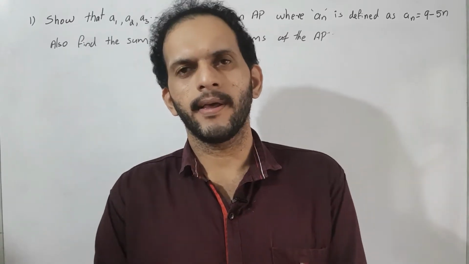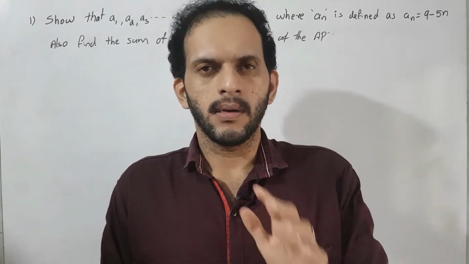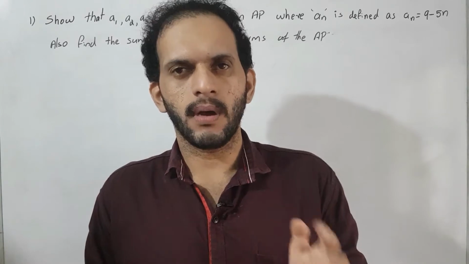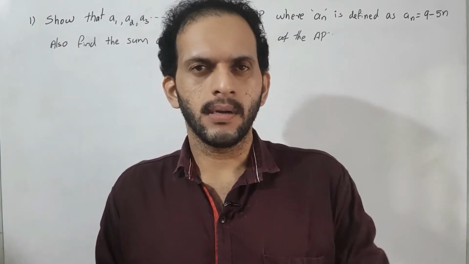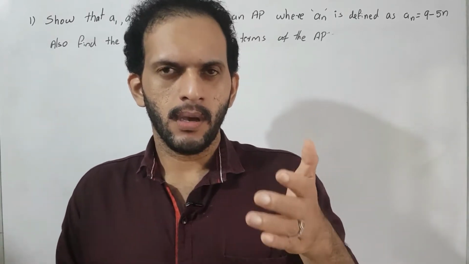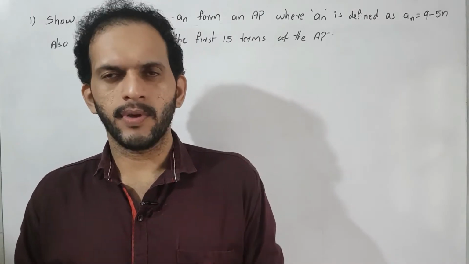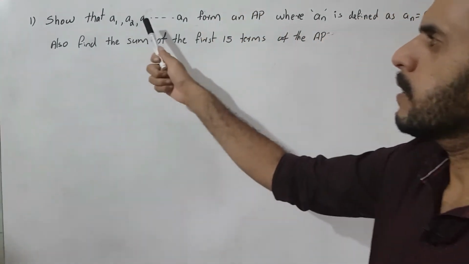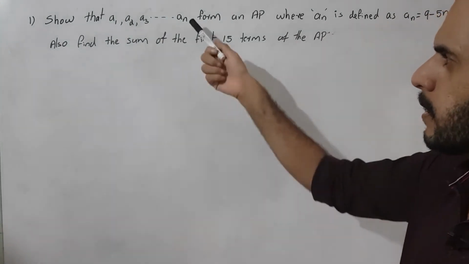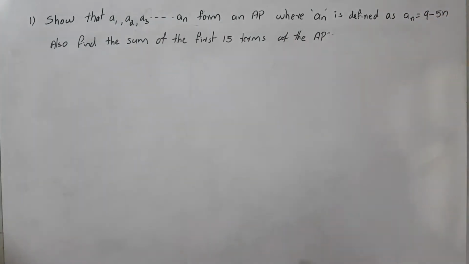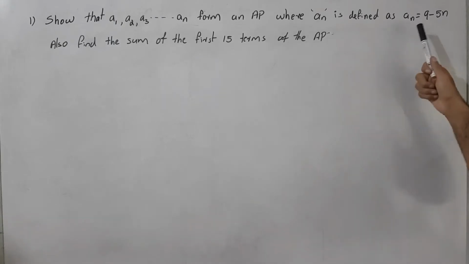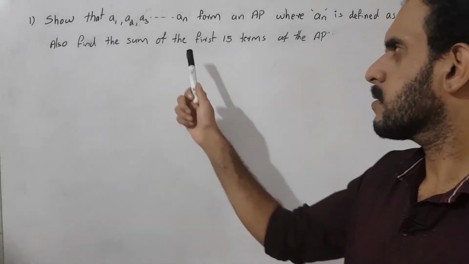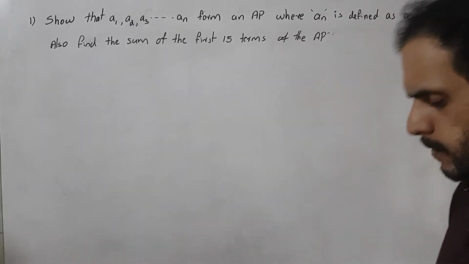Now we got the idea about how to apply the Sn, the sum, and the equation based on the sum, and how to apply the equation based on the terms. Okay, the next one, we go to the next idea. The idea is like this: show that a1, a2, etc. up to an form an AP where an is defined as an is equal to 9 minus 5n. Also find the sum of first 15 terms of the AP.